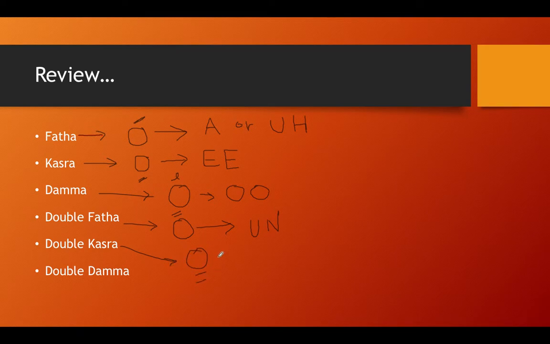Double kasra, you have two kasras positioned below the letter, and that makes the English word in sound. And then lastly, you have the double dhamma, which is positioned above the letter. It's like two dhammas together, and that makes the oo-un sound, which is the un sound. Remember, the reason why I have two U's is because if I put one U, it's going to make an un sound, as in the double fatha. So two letter U's indicate the O sound. So that should give you a bit of context there.